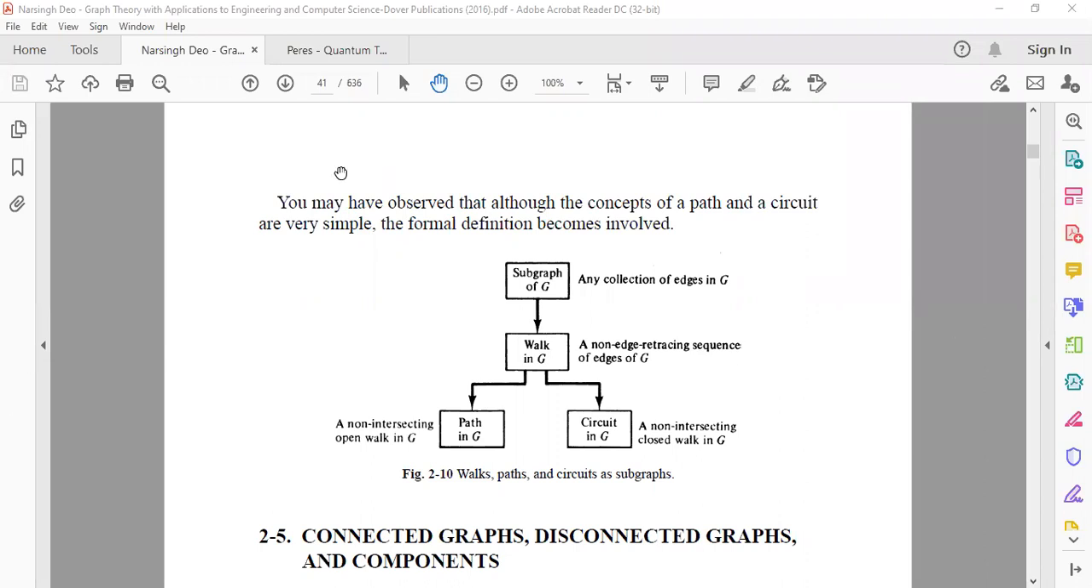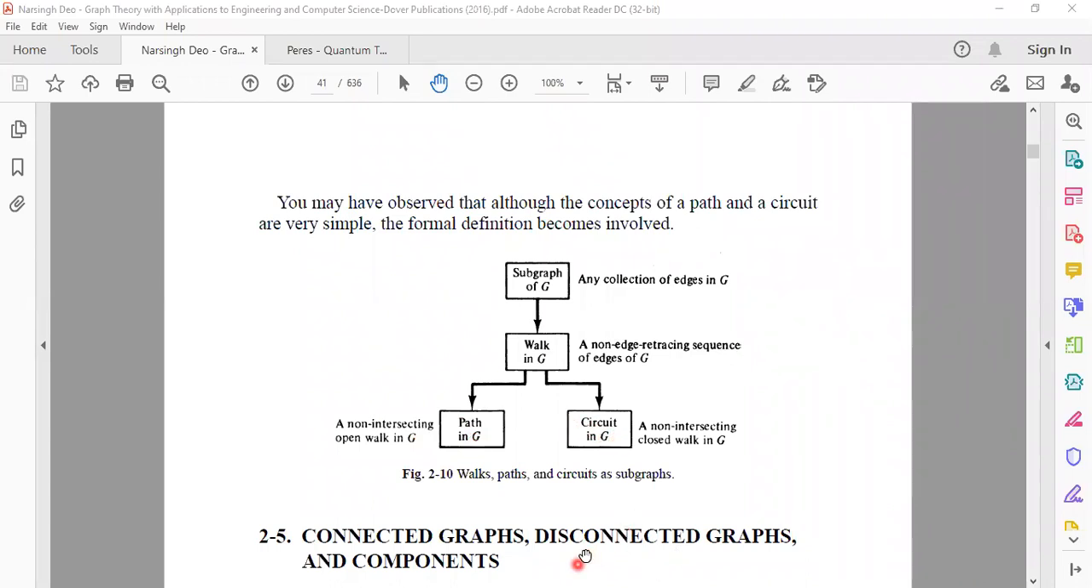As you know, in the last class, we started discussing walk, path, circuit, and also subgraph. This is the tree diagram, where you can have a connection between these four components. First we start with the subgraph, and then from every subgraph we can find a walk, and a walk can be divided into two different categories. One is called path and another is called circuit.